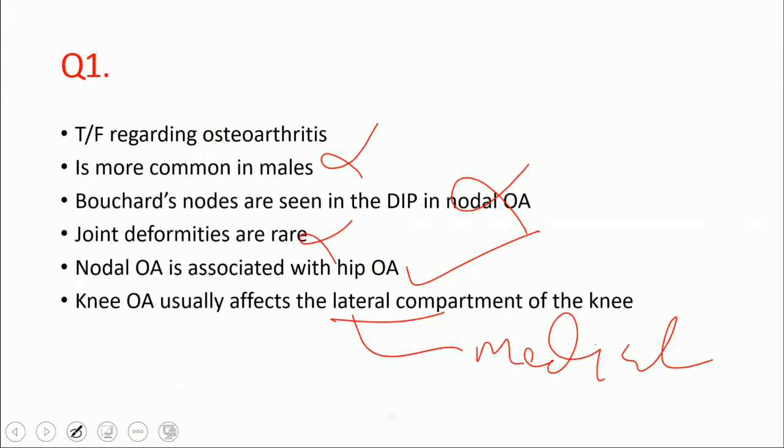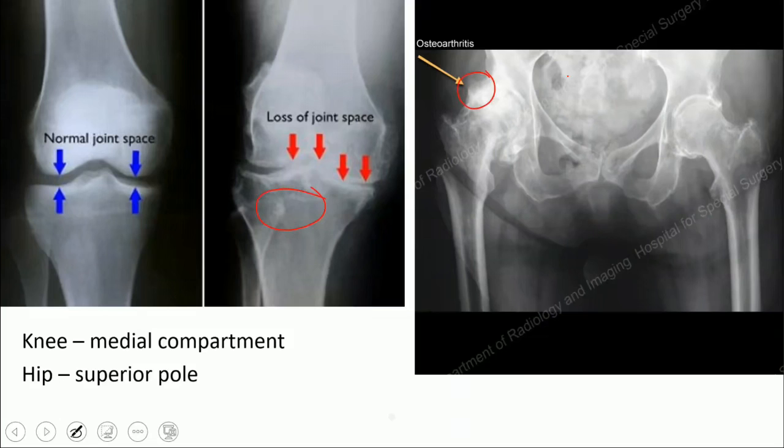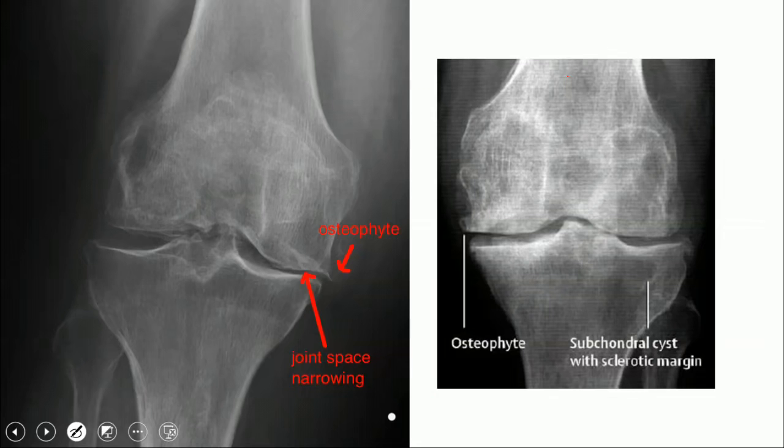So question number 2, further discussions on osteoarthritis. Subchondral bone cysts are seen on radiography. Yes. The key changes I have explained are the loss of joint space, the sclerosis, the subchondral bone cysts, and also the osteophytes. These spurs of new bone formation are called osteophytes. You can see the subchondral cyst and the osteophyte there.